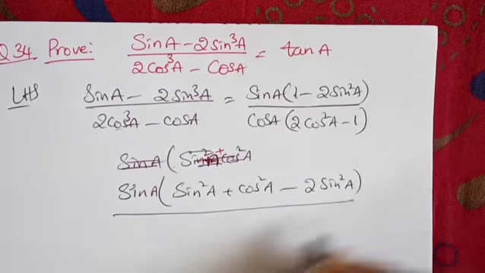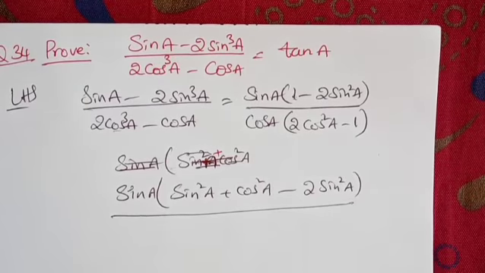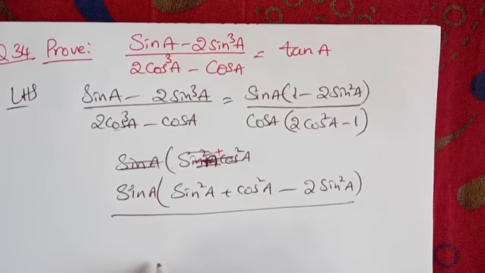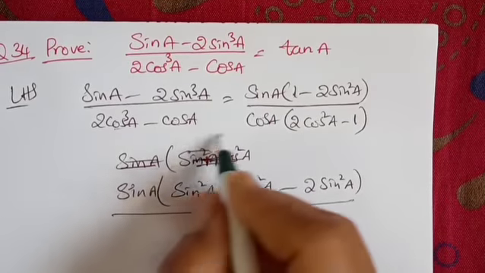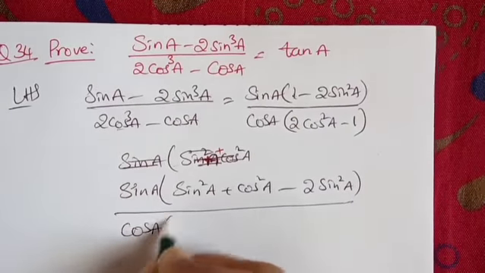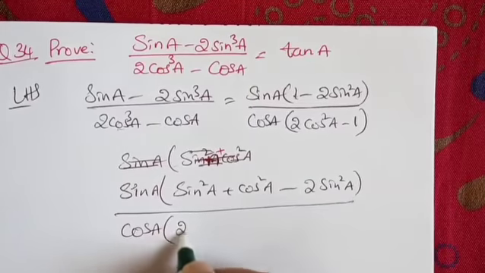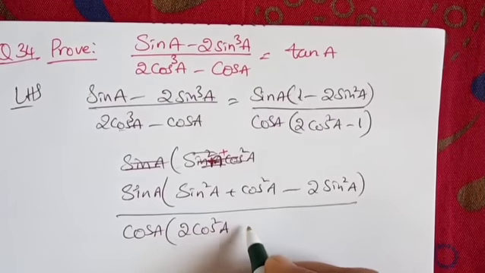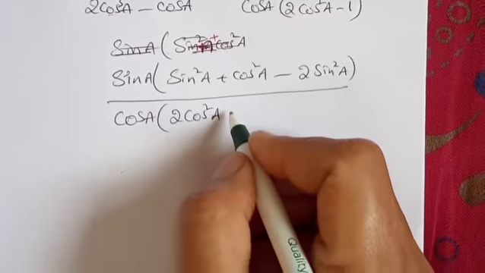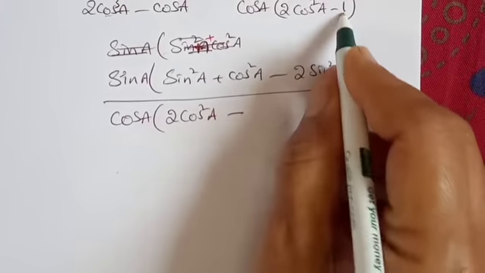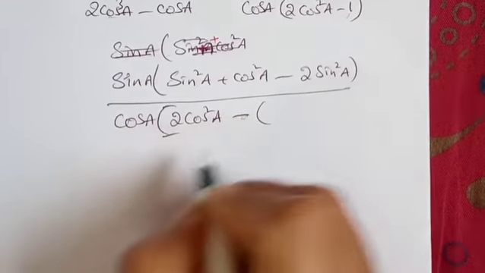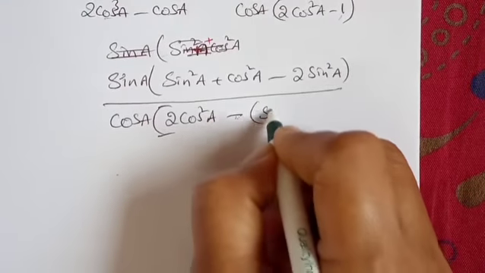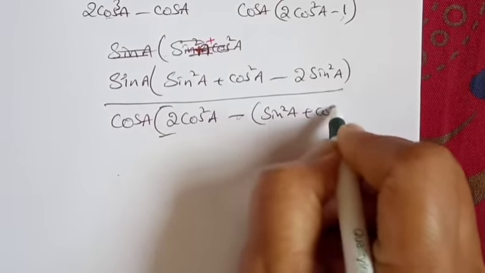Okay, children. Next again here, in denominator also cos A, 2 cos square A, minus 1. Also again I am putting them in bracket because there is a minus outside. So sin square A plus cos square A.